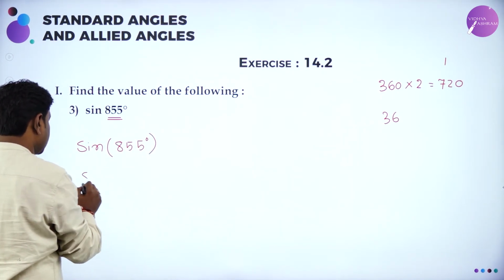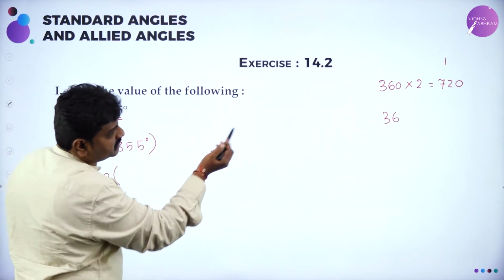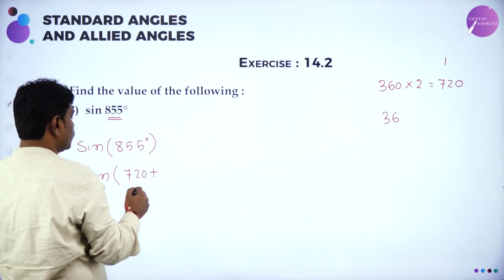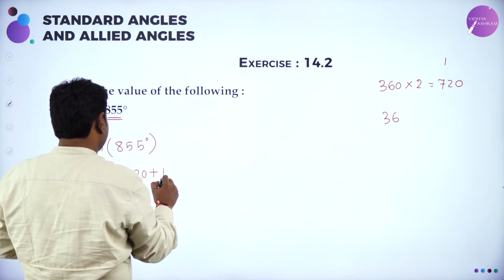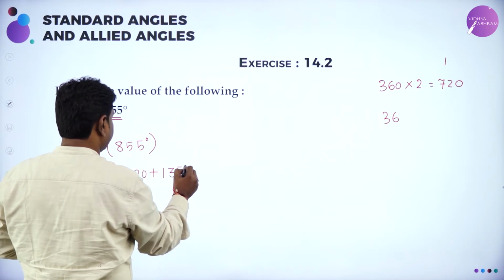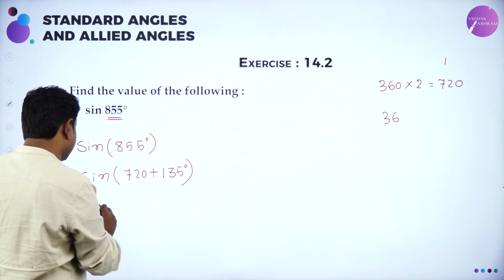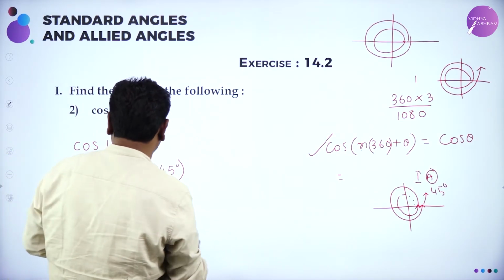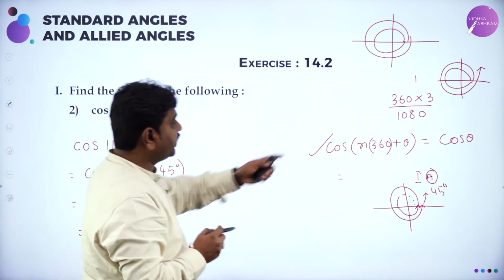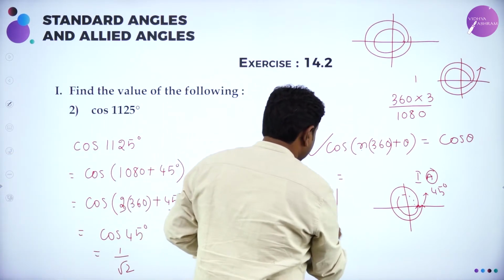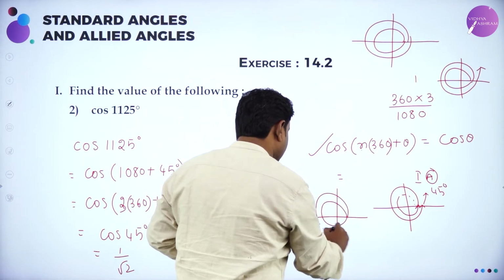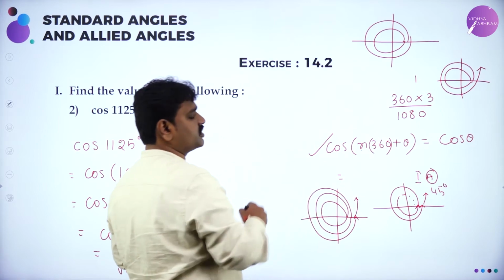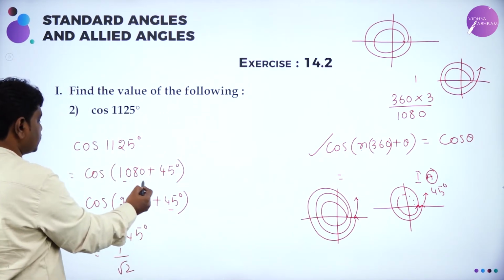I will write it as sine of the nearest angle, 720. For 725, add another 100, it will become 820, 135. Now, 720 means 2 times 360. Sorry, here in the last case it is 3 times 360. Sine 3 times 360: 3 rotations you will do. In the last problem, see: 1 rotation, second rotation, third rotation. After 3 times 360, again you will go 45 degrees, you are in the first quadrant. So 3 times 360 is 1080.